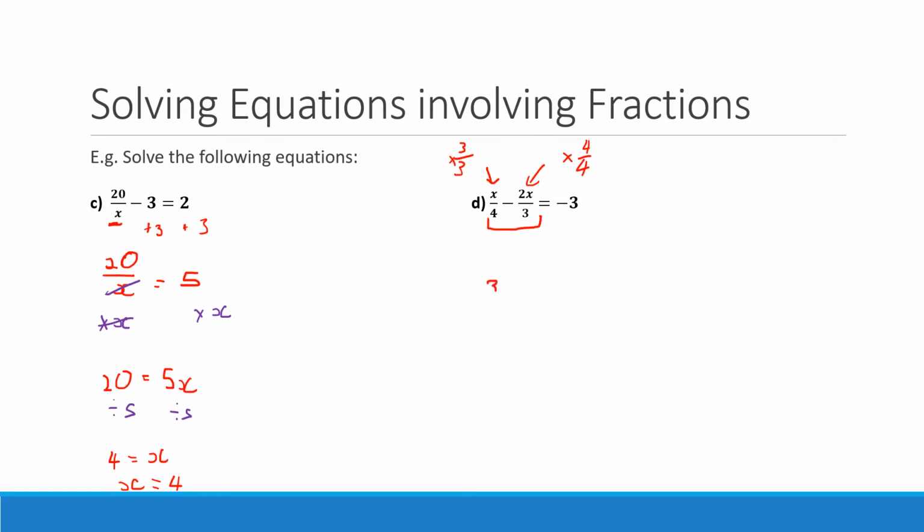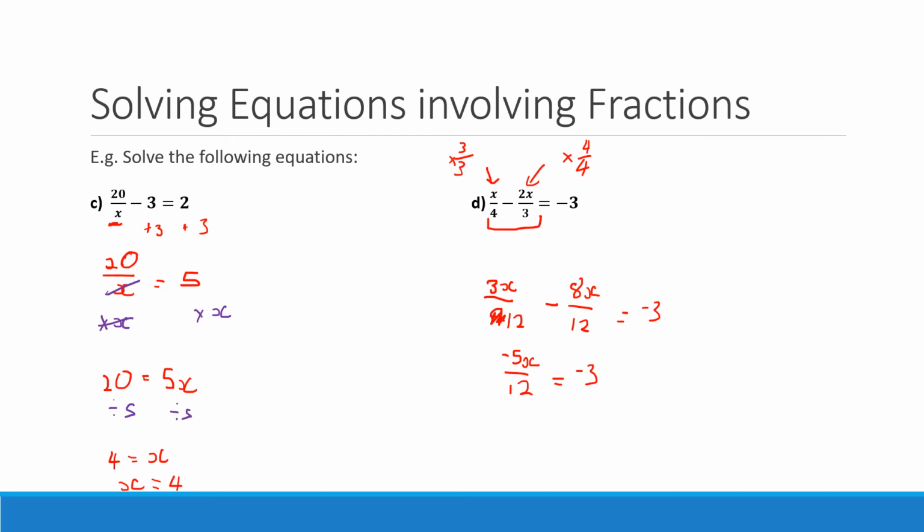So rewriting that, that will become 3x over 12 minus 2 times 4 gives me 8x over 12, and that equals -3. Now I can combine these terms together. They've both got a denominator of 12, that's great. And then 3x minus 8x, so those are like terms. So 3x minus 8x is going to be -5x. That equals -3. And now we can just do our usual solving steps from there.